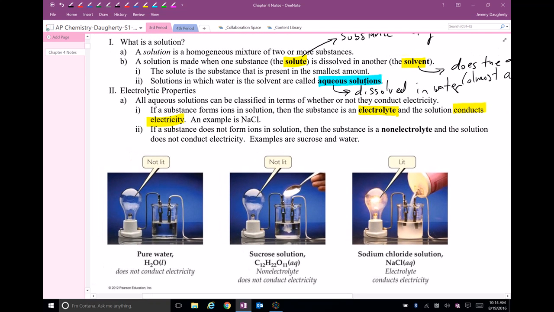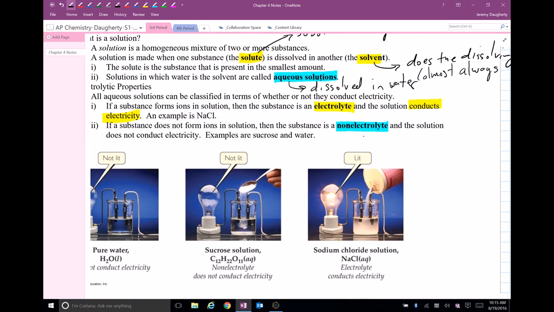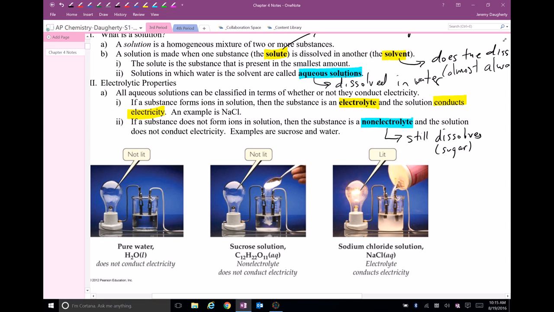So the example given there is sodium chloride. When you throw sodium chloride in water, the sodium chloride allows for the transfer of charges, and that'll light up a light bulb. If it doesn't, it's considered a non-electrolyte, but it still dissolves. A great example of this is sugar. We'll learn a little more general idea of what it is. But we know that, especially if the water is a little bit warm, sugar will dissolve in water.